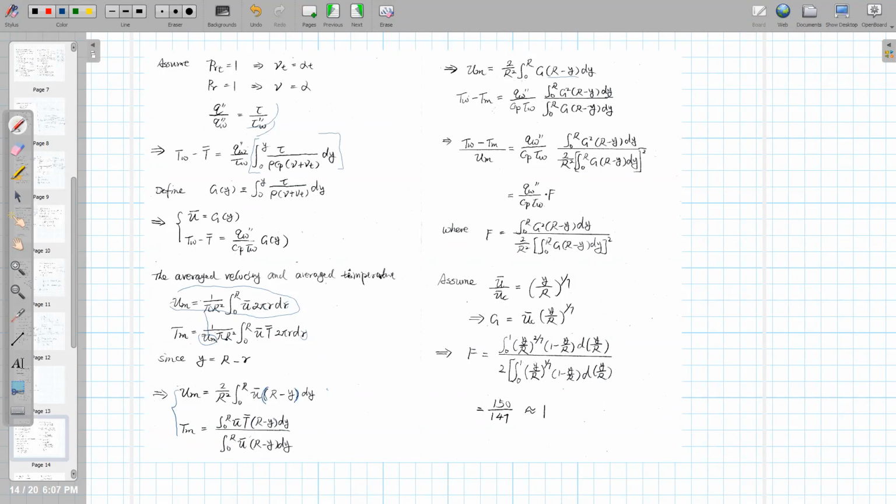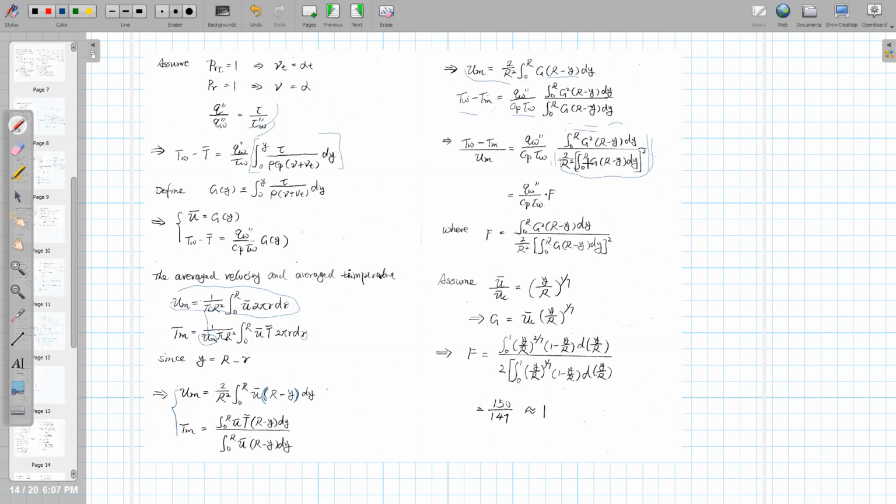If you use this equation divided by the first equation, you get the relationship between the temperature and velocity field. T_w minus T_m divided by q''_w times Cp tau_w will become these things. The whole term is integrated over the y value, from 0 to R.